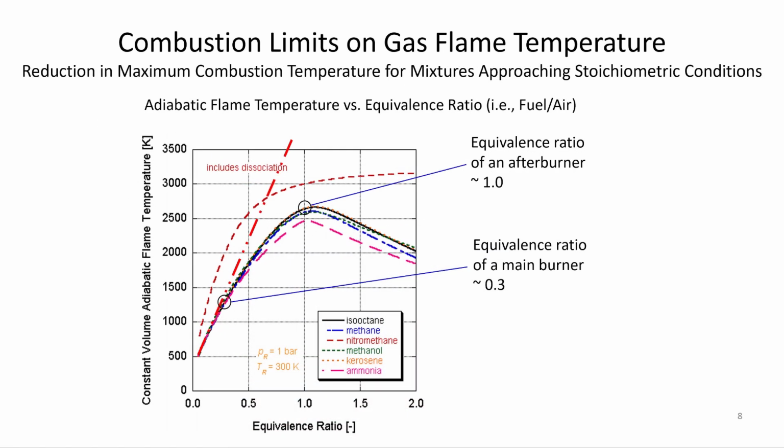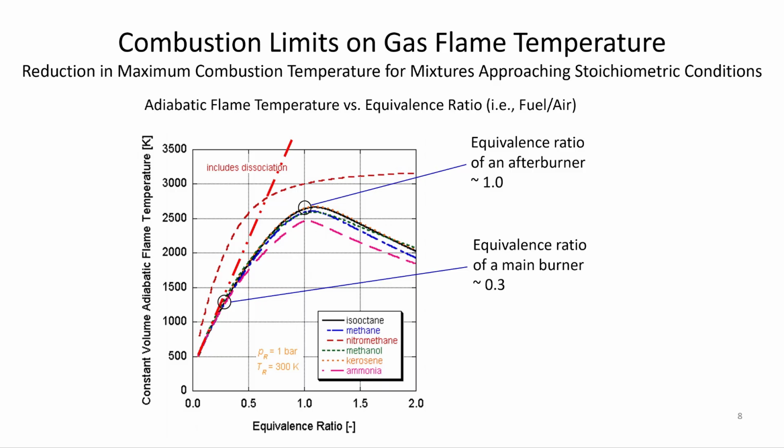Now, we have to recognize that there are limits on the temperature rise that we can get from the fuel. We have a graph over here. On the x-axis is the equivalence ratio, that's the fuel-air ratio, and on the y-axis is the flame temperature. And these are the flame temperatures for various fuels: methane, nitromethane, kerosene, and so on. And you can see that they all tend to peak out at the equivalence ratio of 1. And these are the actual temperature rises.